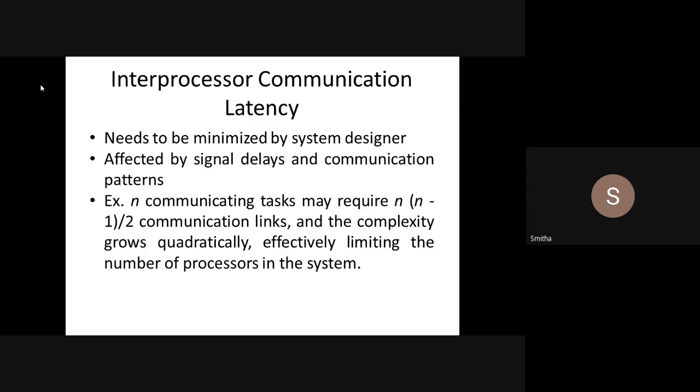Generally we can tell that n communicating tasks, that is, processors, may require n into n minus 1 divided by 2 communication links, and the complexity grows quadratically, effectively limiting the number of processors in the system. So if we have n processors or n tasks, then we will have n into n minus 1 divided by 2 communication links. Okay, this is the general calculation.